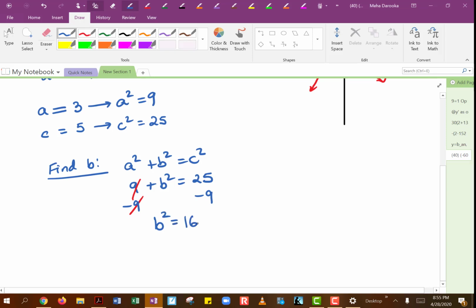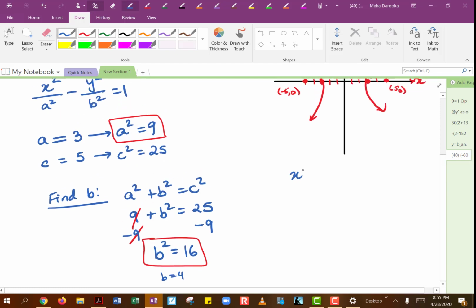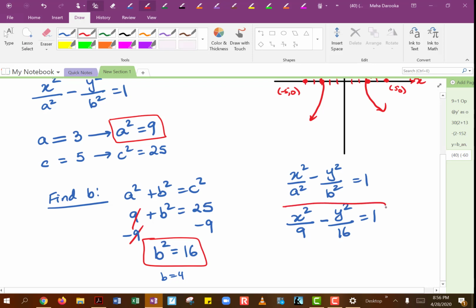So now that we have our a squared and b squared, we can find out our equation. Of course, if b squared is 16, then the b value is going to be 4. All right, so let's go ahead and put our equation together. We have x squared over 9 minus y squared over 16 equals 1. And this is going to be the equation of our hyperbola here.